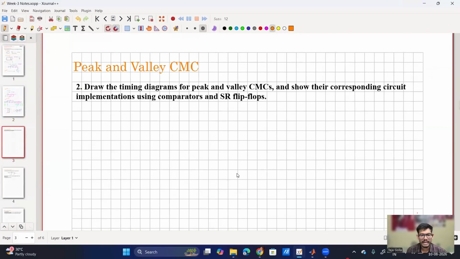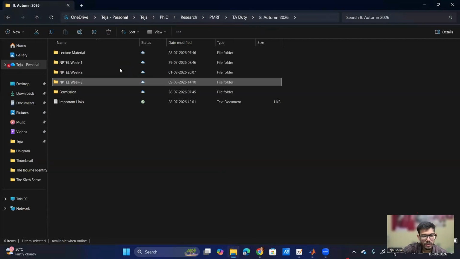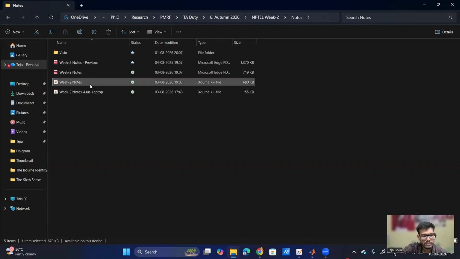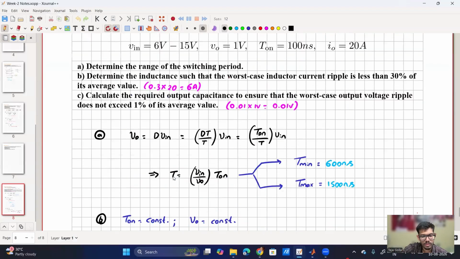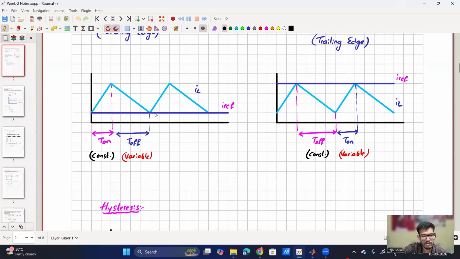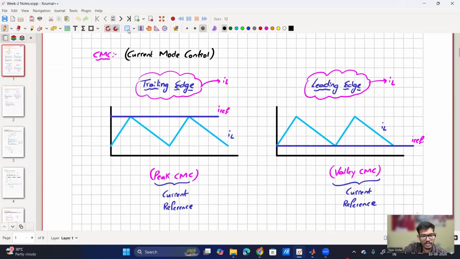Before that, peak and valley current mode control: draw the timing diagrams for peak and valley current mode control and show their corresponding circuit implementation using comparators and SR flip-flops. This is something we have already discussed in the previous week. So let me pull up the week 2 notes. Yeah, so this is the one I was discussing. Peak and valley current mode. You remember this, right?